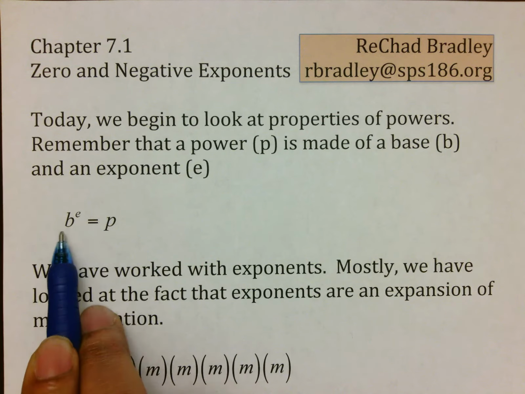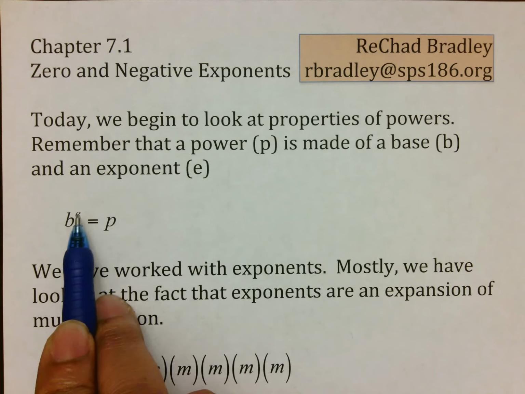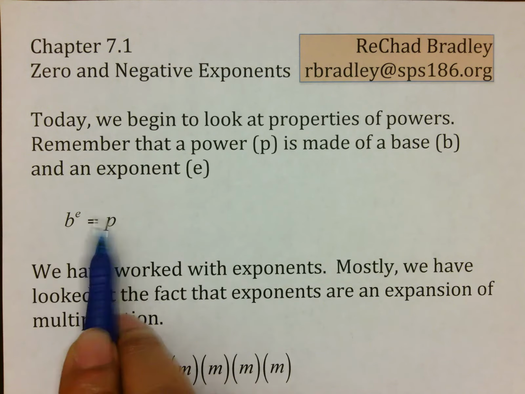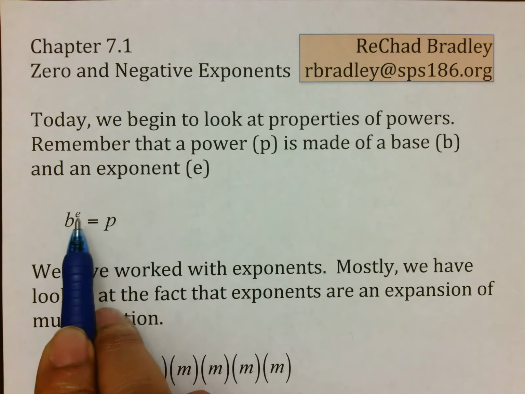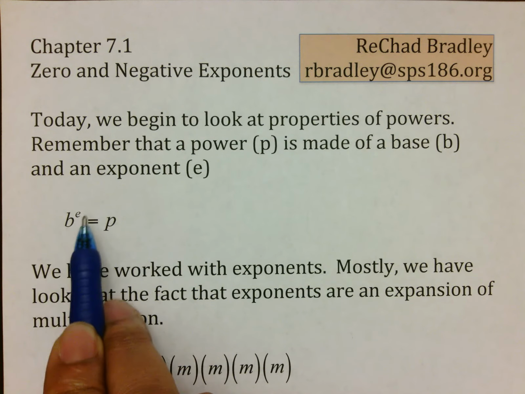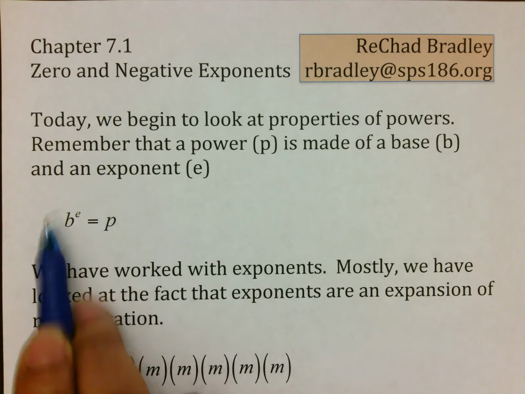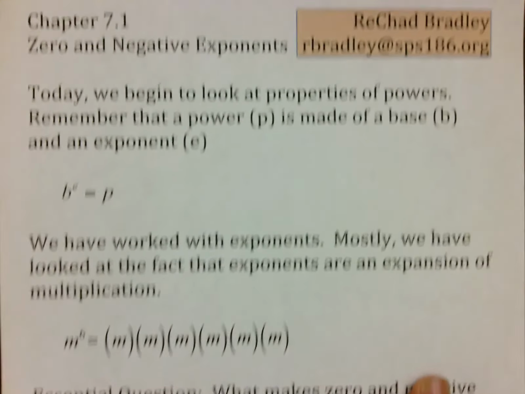The base is always the big number, the exponent is the small number, and the whole thing is called a power. So again, sometimes we end up confusing the word power for this, but that's actually an exponent, and the whole thing is called a power. We've worked with exponents before.